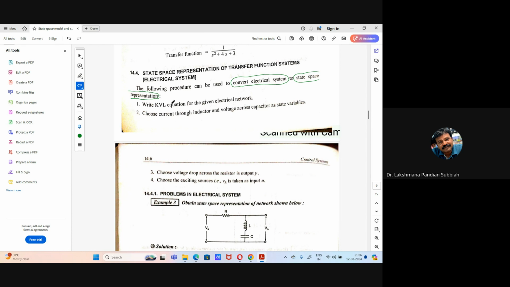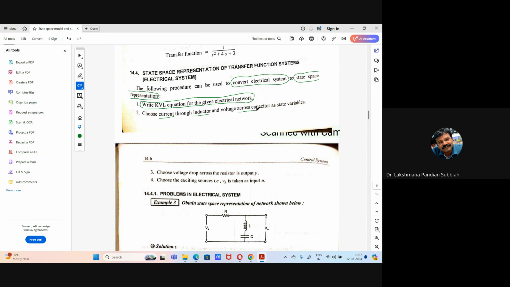Now you have to consider the Kirchhoff voltage law equation for a given electrical network. First, write the Kirchhoff voltage law for the given electrical network or system. Then second, choose the current through the inductor. So for the inductor, we have the current through the inductor.